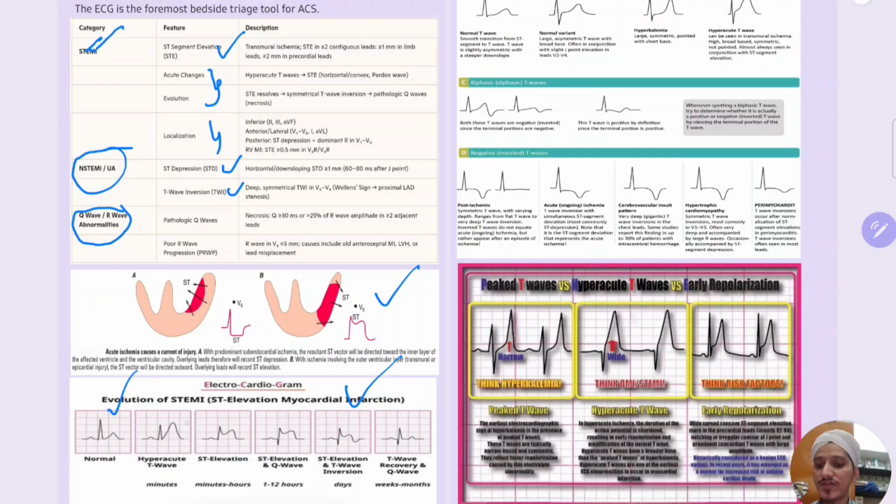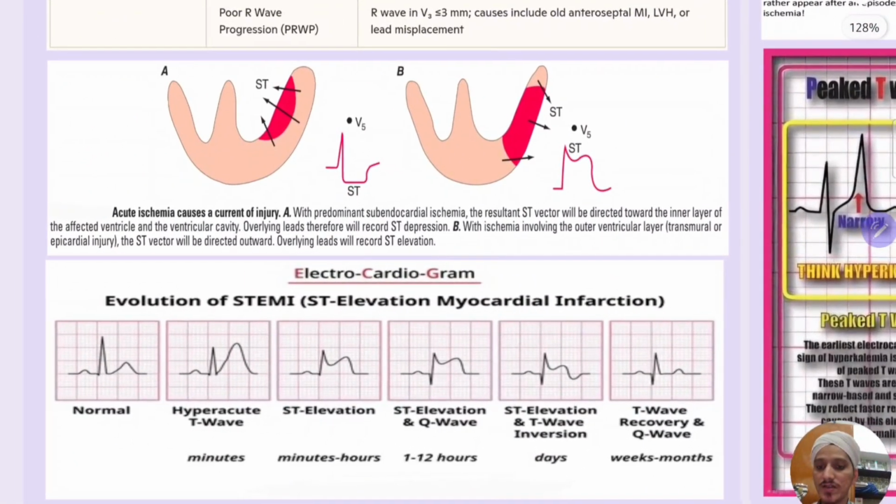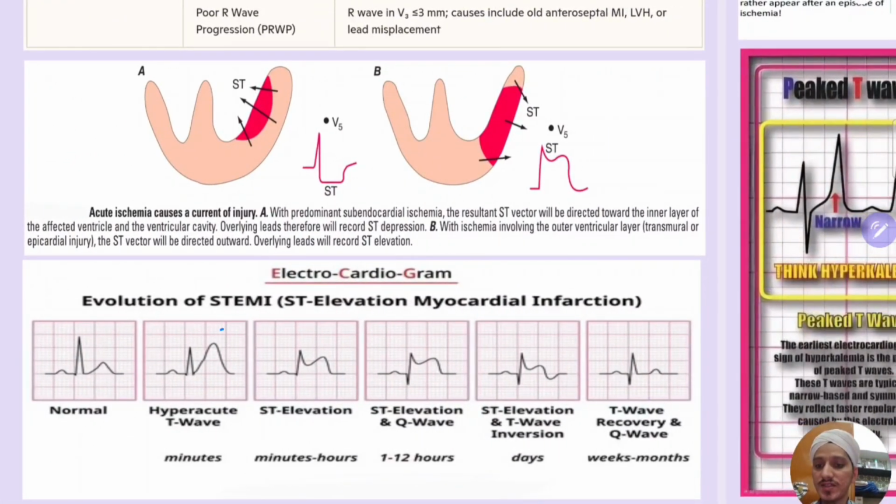Normally it is like this: hyperacute T waves. Okay, this is within minutes to hours, and then there will be ST segment elevation, which is in hours. Actually, I will zoom it in. Sorry, I will zoom it in. So the hyperacute wave is in minutes, and this ST segment elevation is within minutes to hours.